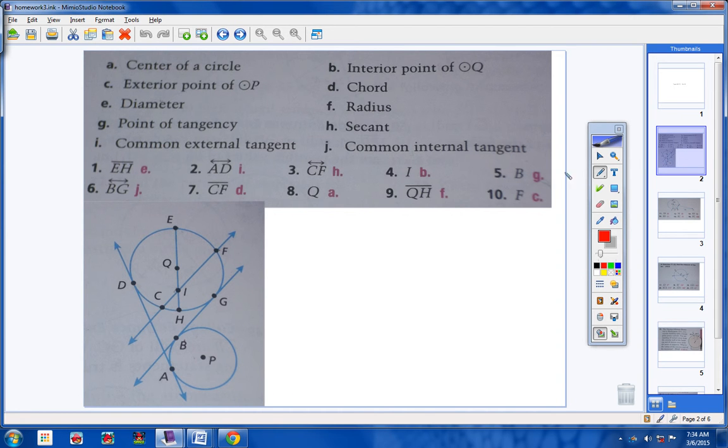Okay, numbers 1 through 10, we're going to match up the term with the proper figure down here, or a line or point or a segment or whatever you want to call it. Here we go. Center of a circle, alright? Well, we have two. We have point P as the center of a circle and point Q. So let's see if any of those are listed over here. Q is right here. I don't see P anywhere. So, and actually, it has dawned on me all these answers are wide open, aren't they?